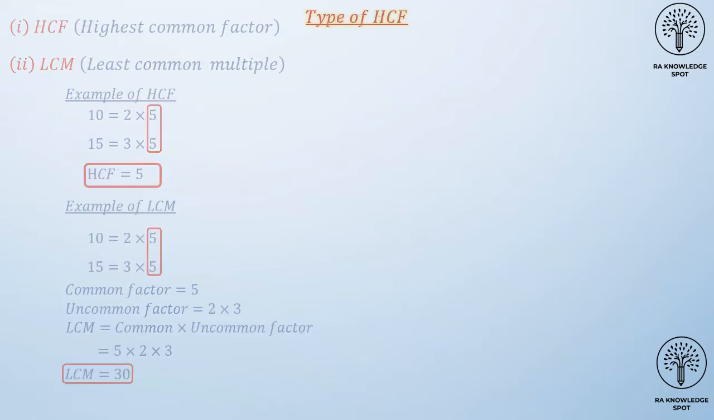Okay, there are types of HCF. In your book, in this chapter, we are going to study two ways. One is factorization and the other is the division method. There are two ways with the help of which we are going to find the HCF. Right now I'm just going to discuss the HCF, not LCM, because the first three questions are related to the HCF, not LCM.